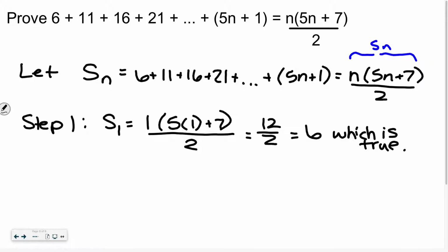Now, I'm always going to be asking you to write inductive proofs for things that are true. So your step 1 should always verify. It should always be equal to that first term. The first term is the sum of the first terms. Okay, so step 1 is done. Next we assume.